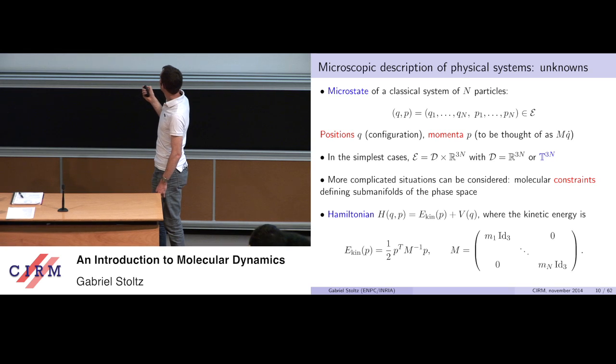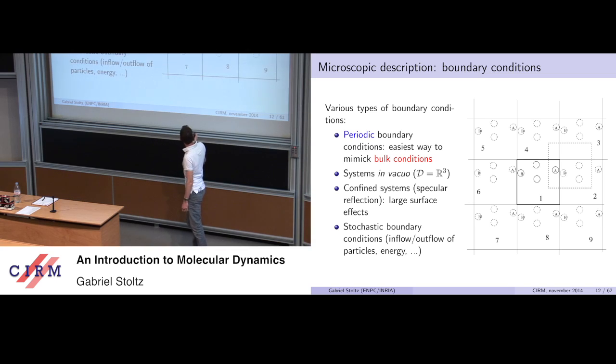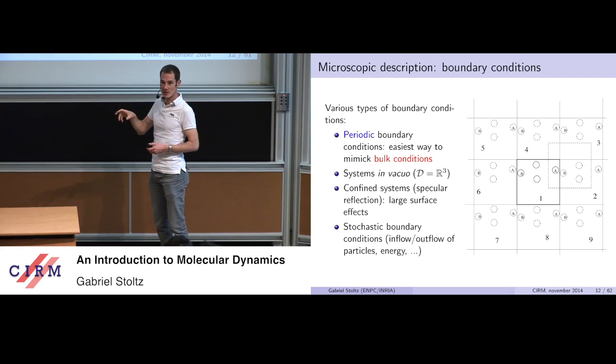In the simplest case, the momenta can assume any value, and you can have positions which are either in the full space, like if you think about one molecule in vacuo, or you can have positions in periodic spaces. And so maybe it's a good time to go here. When I say that my positions are periodic, it's because I think of something like a fluid. A fluid is something which is very large, and I want to study the fluid in a bulk state.